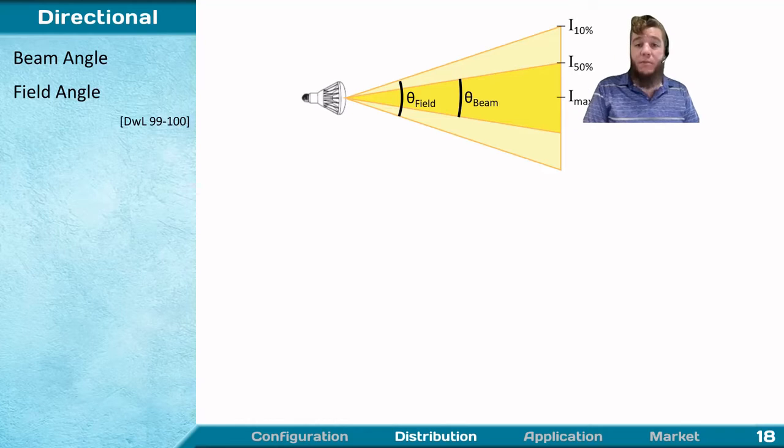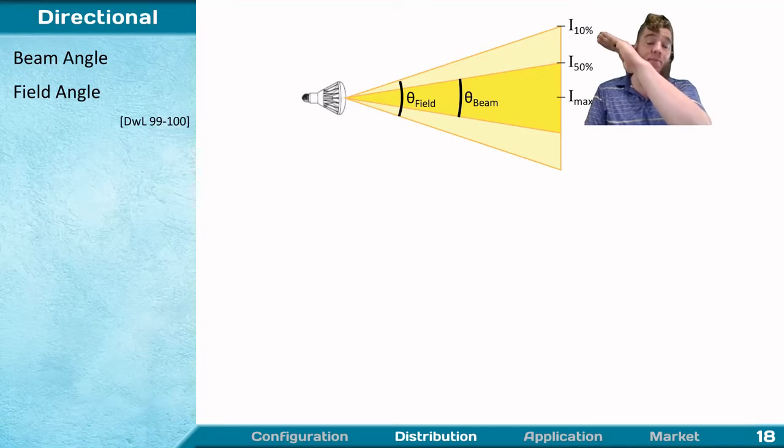And the way we define field angle is similar to the way we define beam angle, but instead of the point where we reach 50%, we're looking at the point where we reach 10% of maximum. And so our field angle is between the 10% and the other 10%.